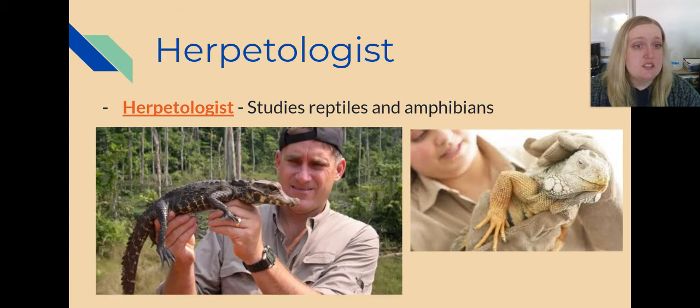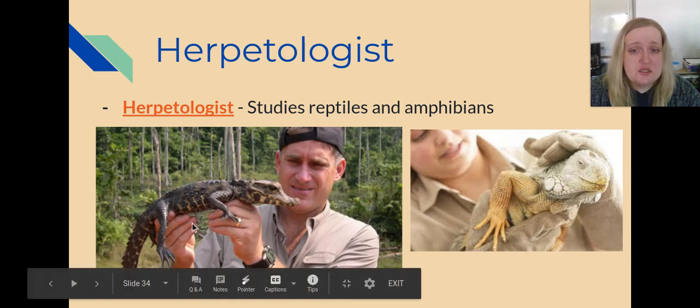Okay, I'm going to talk about the different specific types of zoologists. First one is a herpetologist. Herpetologists actually study amphibians and reptiles. Picture you'll see is this one. He's holding a type of caiman, which is like an alligator or crocodile.